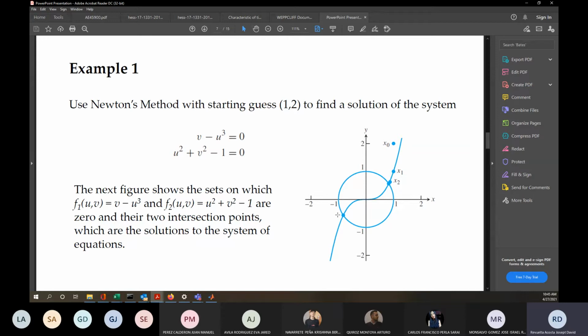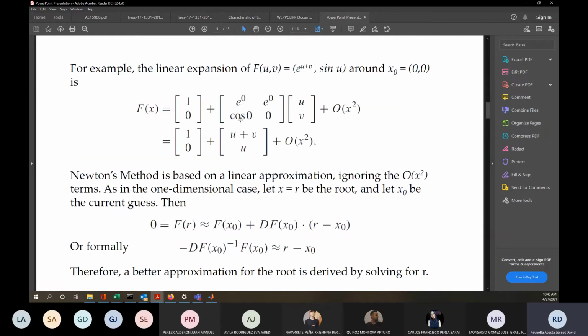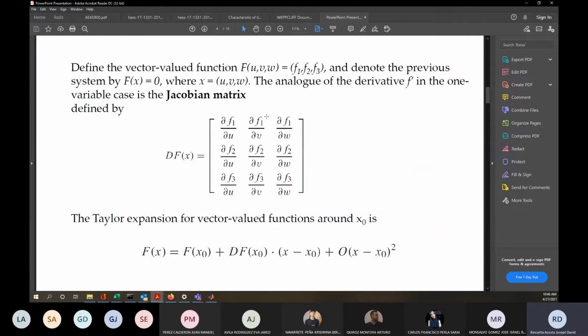Because that's how we can plot in MATLAB. You already know how to plot in MATLAB, so I'm assuming that you don't have any problem. So what we have to do then is identify the two functions. This is the first function, F1, and this is the second function, F2, right? And we are going to follow the same steps as before. We have to obtain the Jacobian.